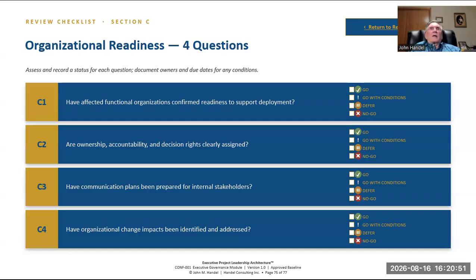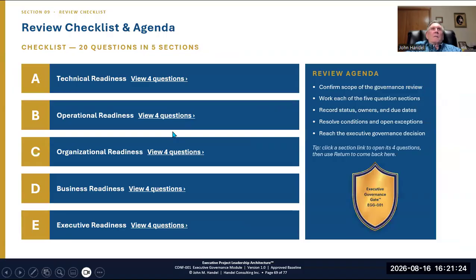Sometimes new technology leads to increased productivity, and you come to find out that it leads to staff reductions. So have the impacts been identified and addressed? Now that you have this new system, maybe you don't need as many people as you used to have. Have you addressed those issues and taken care of that, or is it a big surprise after it goes in service? So those are the organizational readiness questions.